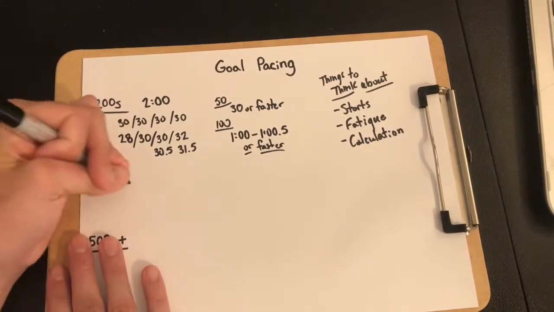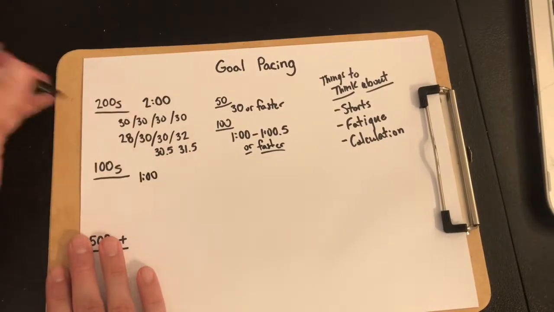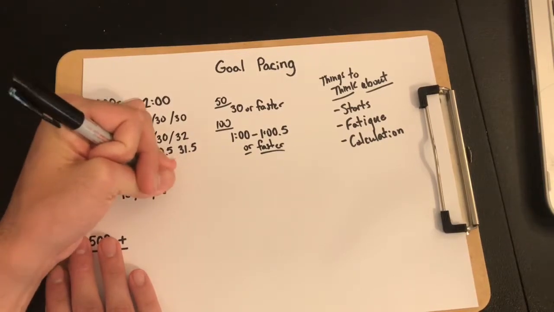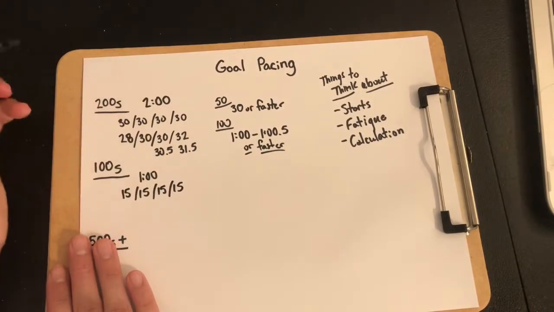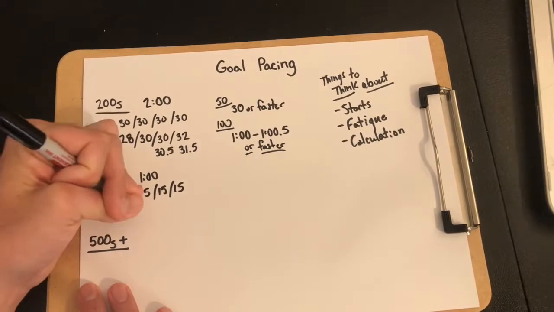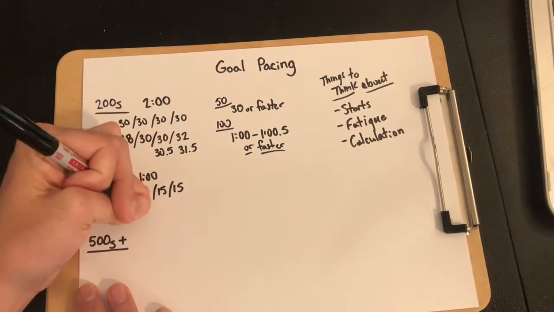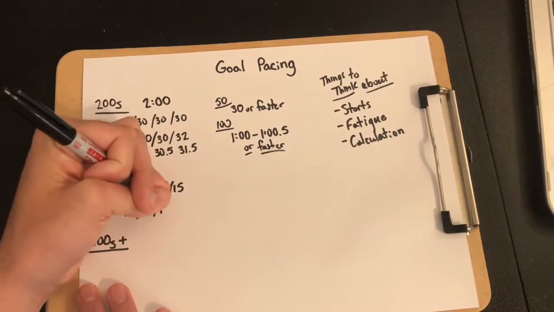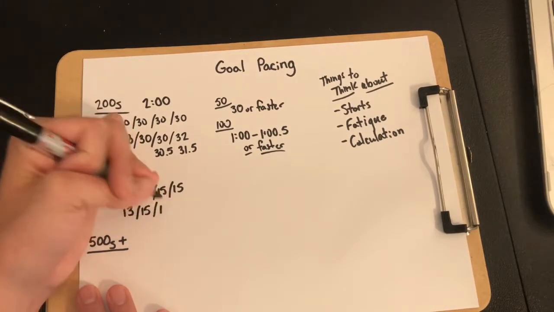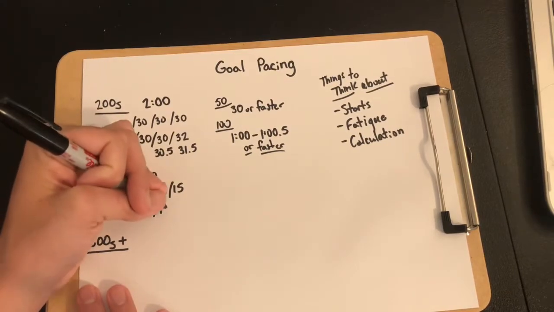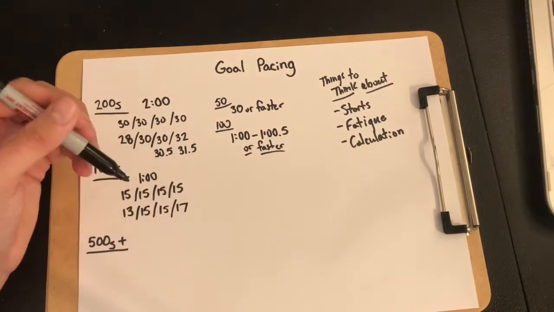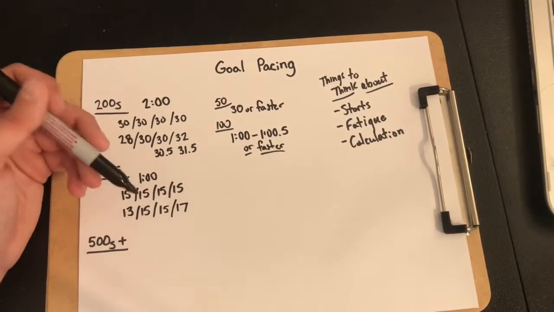For hundreds, it's generally the same principle. If we said that we wanted to go a minute in a certain 100, again, conventional knowledge would put us around 15 for each 25. However, for this specific race, it's going to be more like a 13, 15, and then we'll say 15, and then we have 2 seconds left. You can either do 15, 17, or you can do 16, 16. And it's kind of up to you how you decide to figure out those last two 50s.